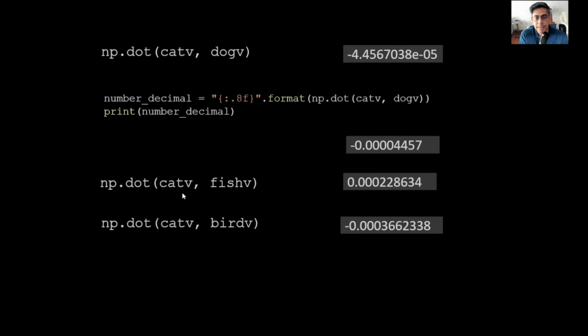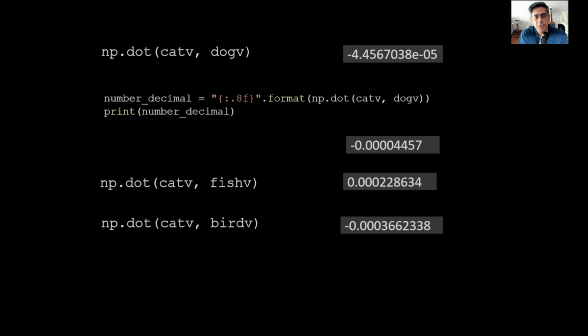Now what about cat and fish? You can see that this is a positive number. So there is a good amount of difference now. This is minus and this is plus. So the angle is giving me much better granularity than the distance way of calculating this.